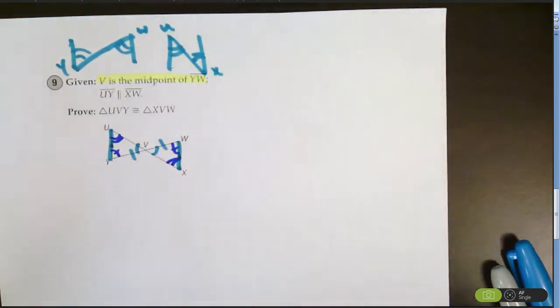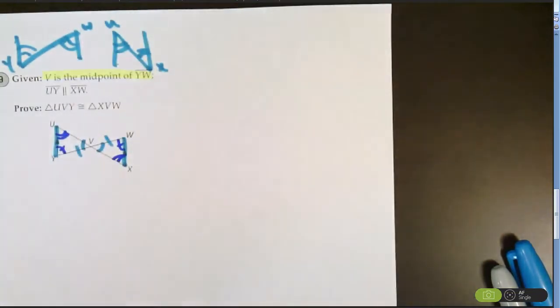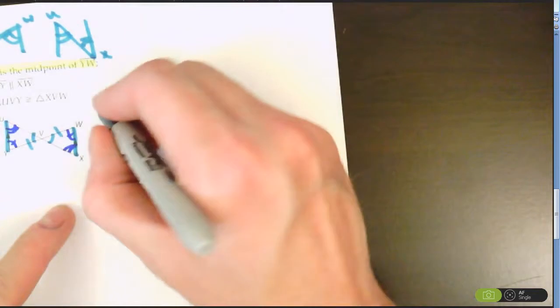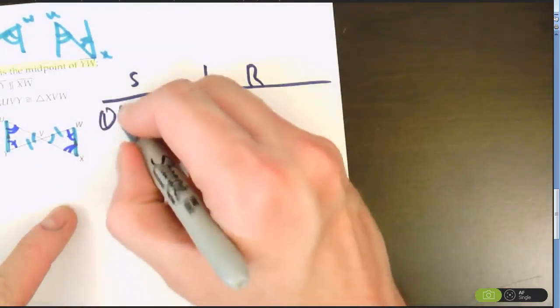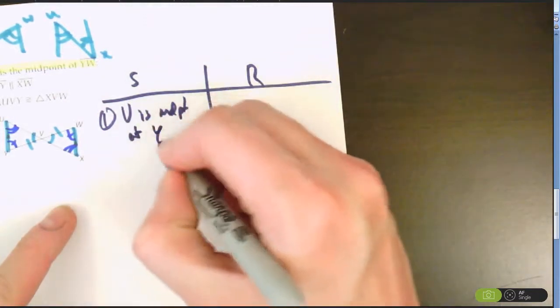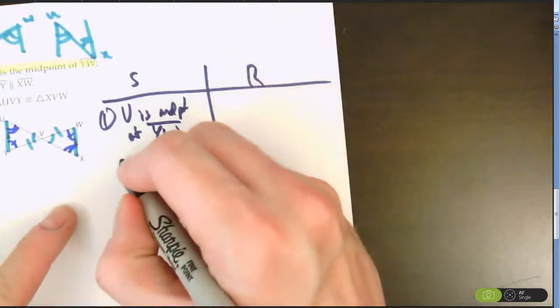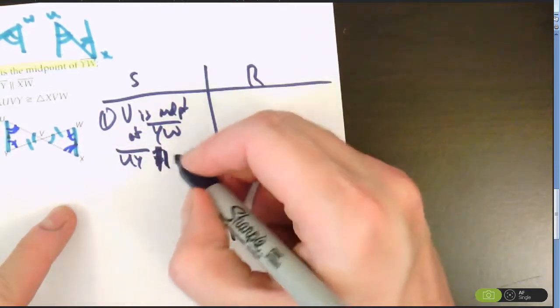So first of all, let's just say we use the vertical angles, because I think that's something we're more comfortable with. So we do our statements and reasons. 1, V is the midpoint of YW, and UY is, sorry, it's not congruent, it's parallel to XW.